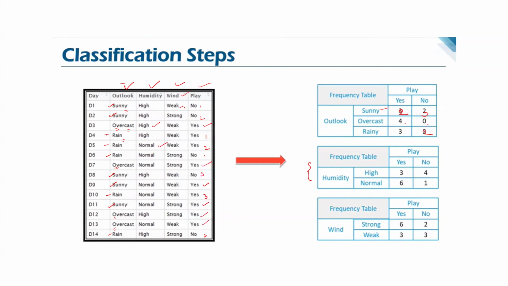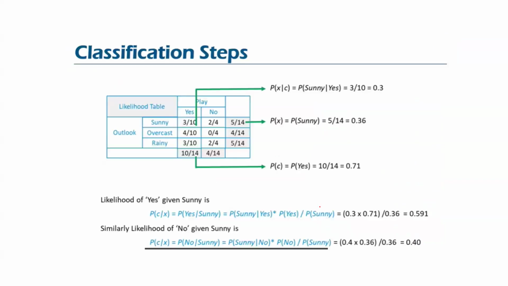And check how many yes for weak, how many no for weak, and how many yes for strong, and how many no for strong. Like this, I have constructed the three frequency tables. Okay, this is the very first step in the Naive Bayes algorithm. Next one, the classification steps.